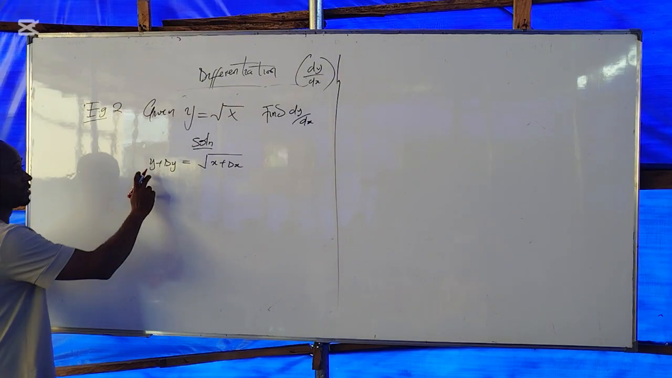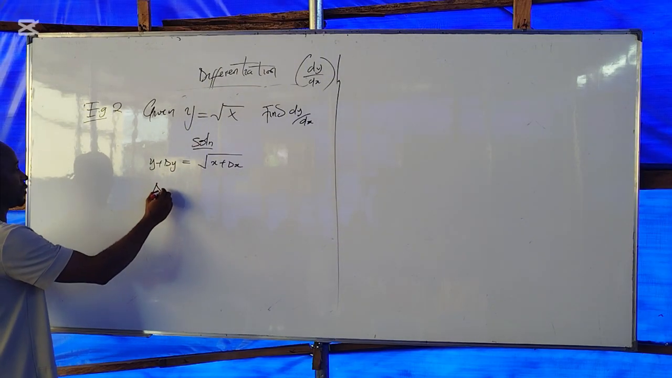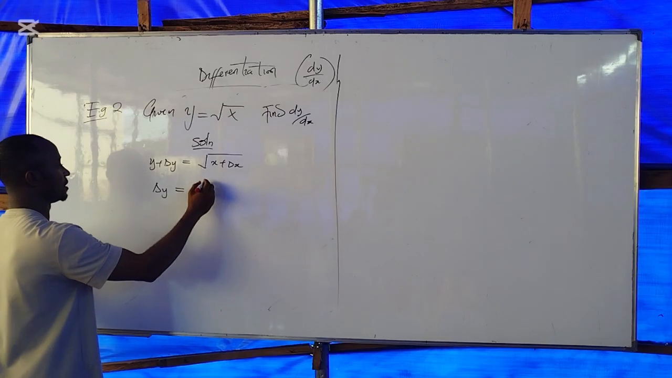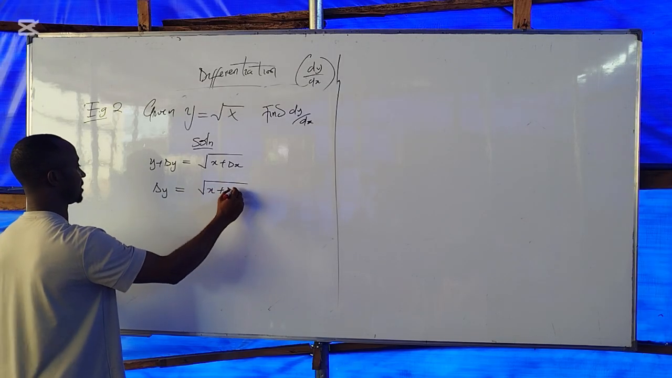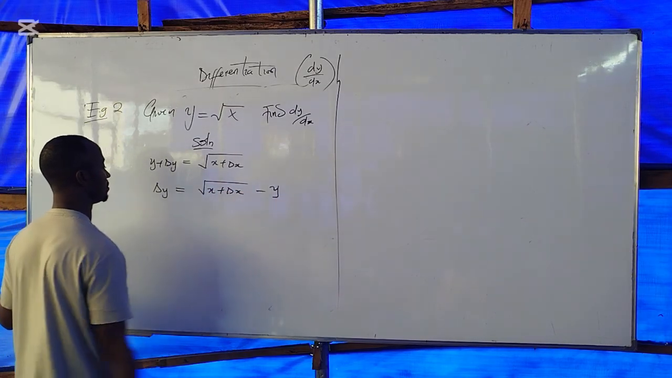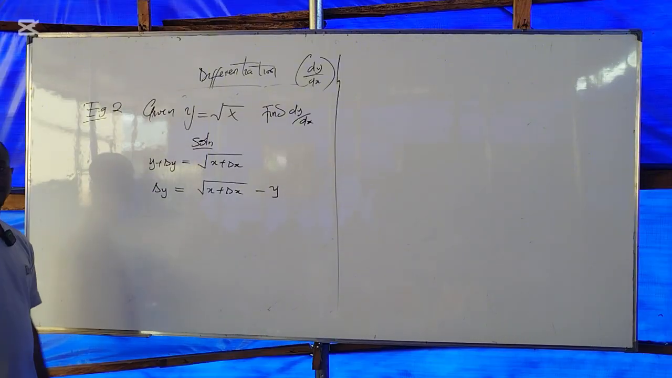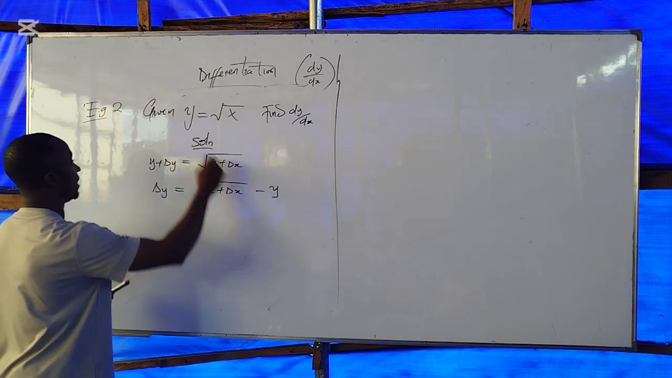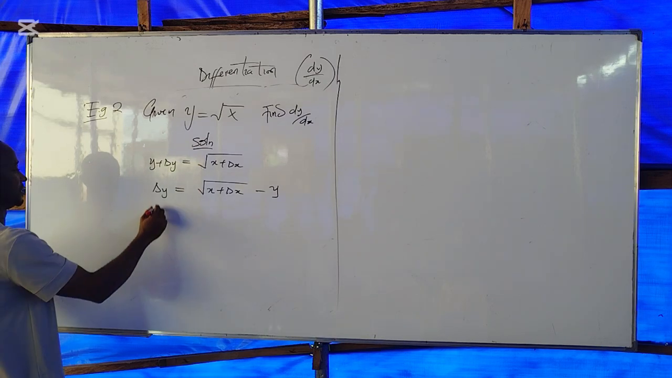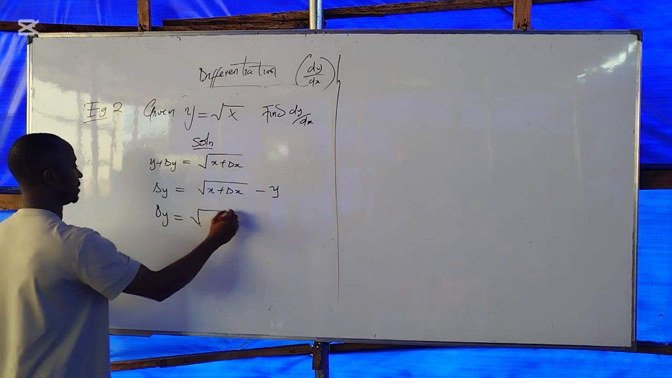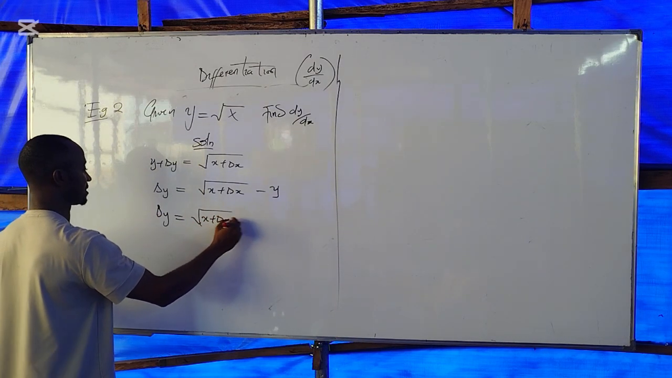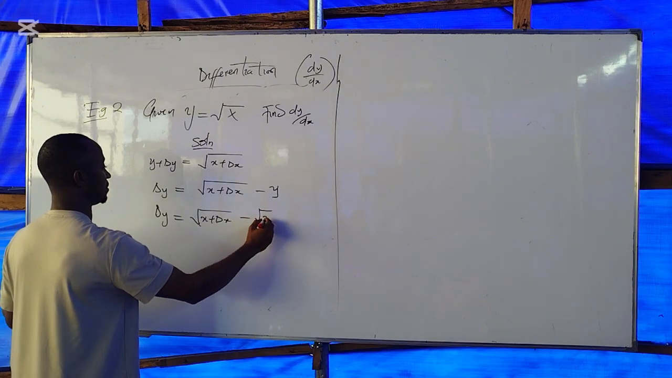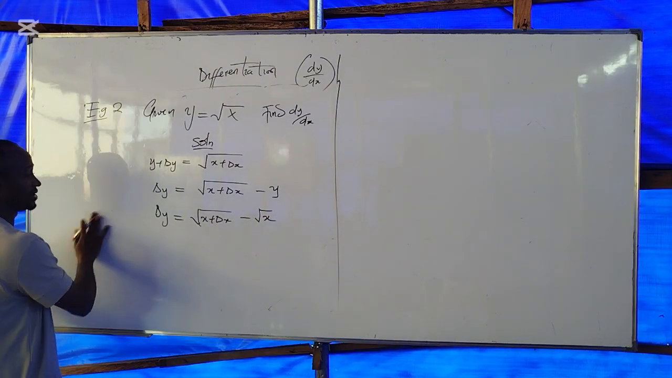Okay, so what's next? We move this, right? So we have delta y equals to what? Square root of x plus delta x minus y. Now, what's the value of y? I guess it's root of x. So delta y equals square root of x plus delta x minus root x.